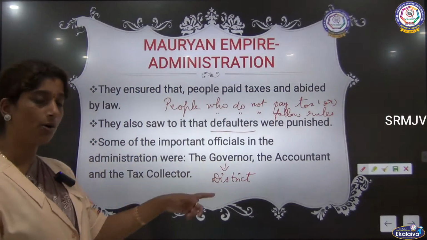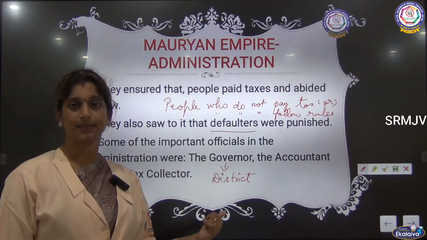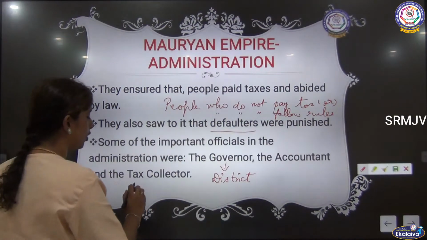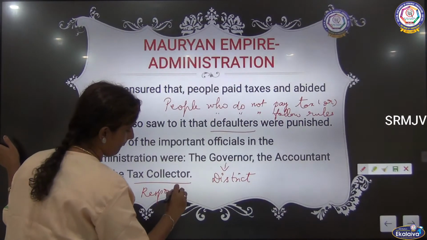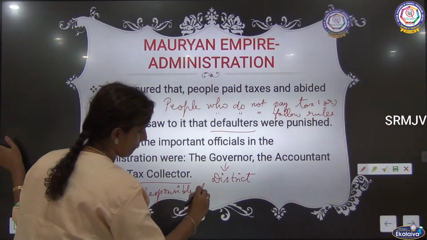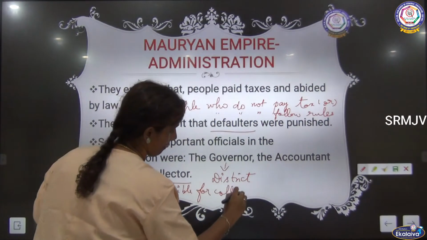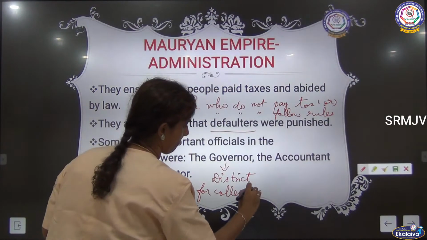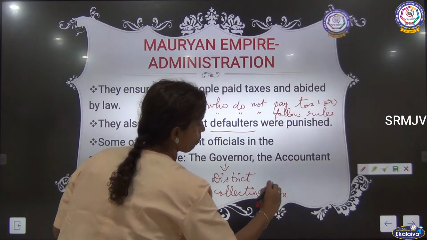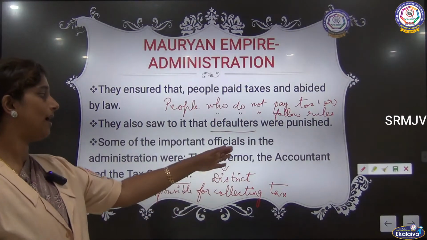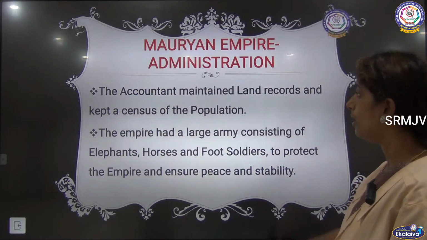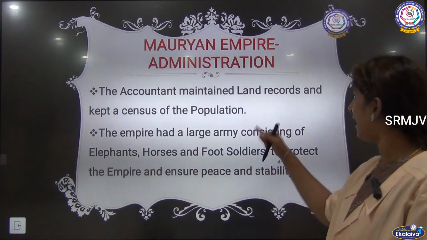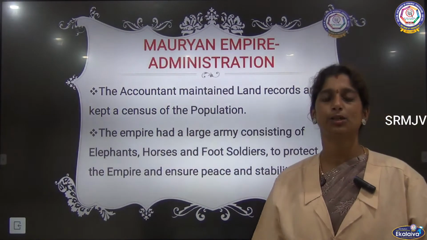Then the accountant and the tax collector. So the tax collector is a person who was responsible for collecting tax. And there was a person called the accountant. So what is the work of this accountant? Let us see. The accountant maintained land records and kept a census of the population.